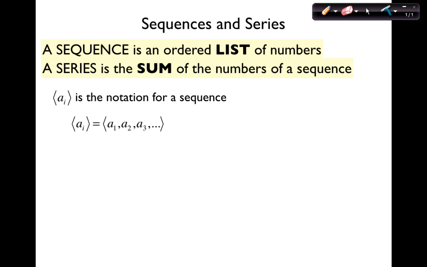So A1 is the first term of the sequence, A2 is the second term, and A3 is the third term of the sequence. Does it make sense? You could generically say A sub n: if you go out n terms, that's the nth term of the sequence.